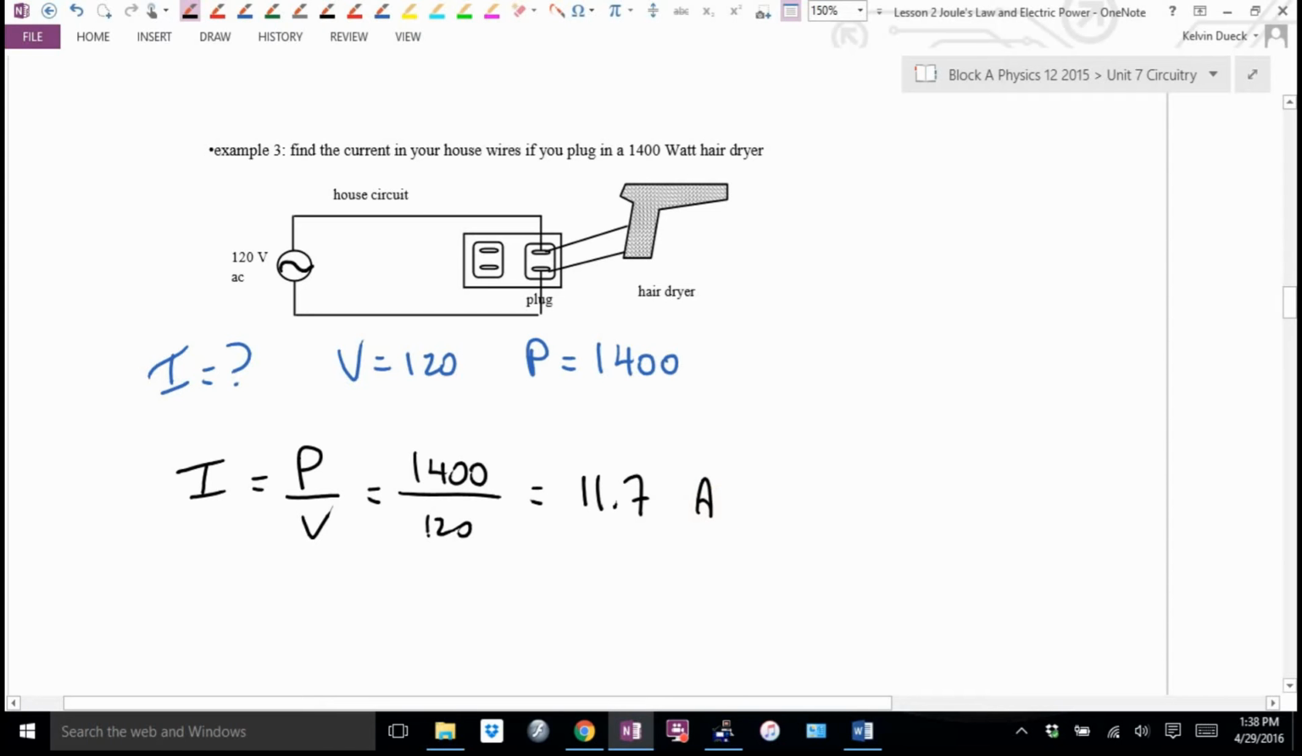Your house circuits can only handle 15 amps. Could you run 2 blow dryers from this plug? Nope, it's going to blow the breaker. That easy. If you're blowing a breaker, this is what's going on. Somehow, if you add up all the amperages that you're demanding from your circuit, you're asking for too much. And most of the circuits in a standard house are 15 amps.